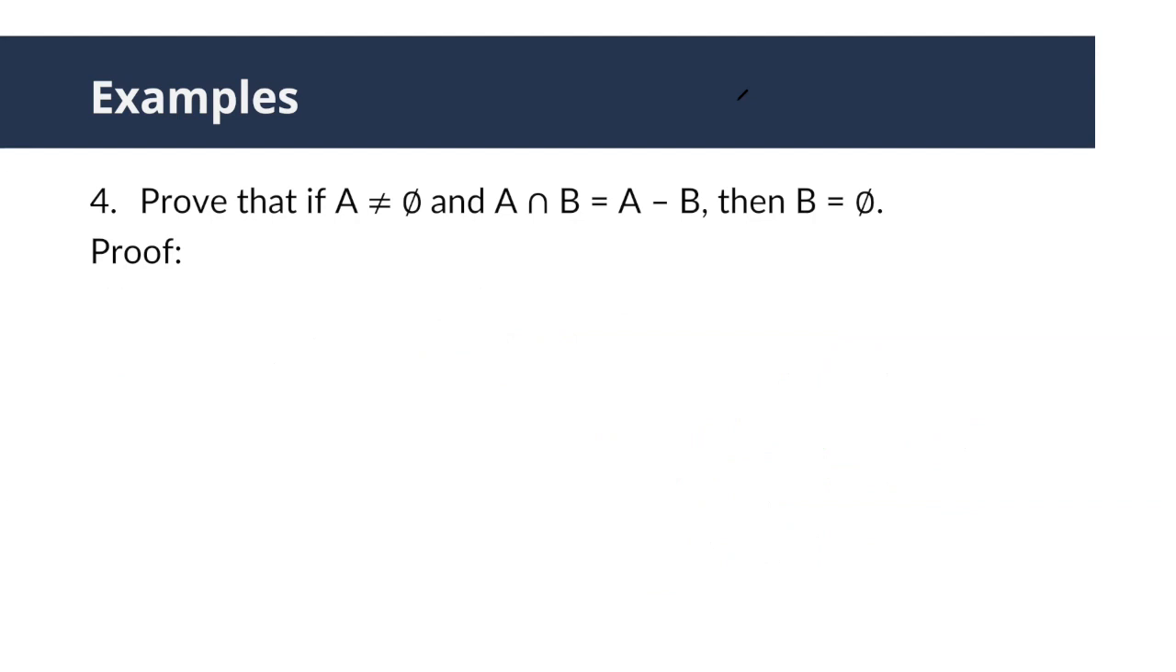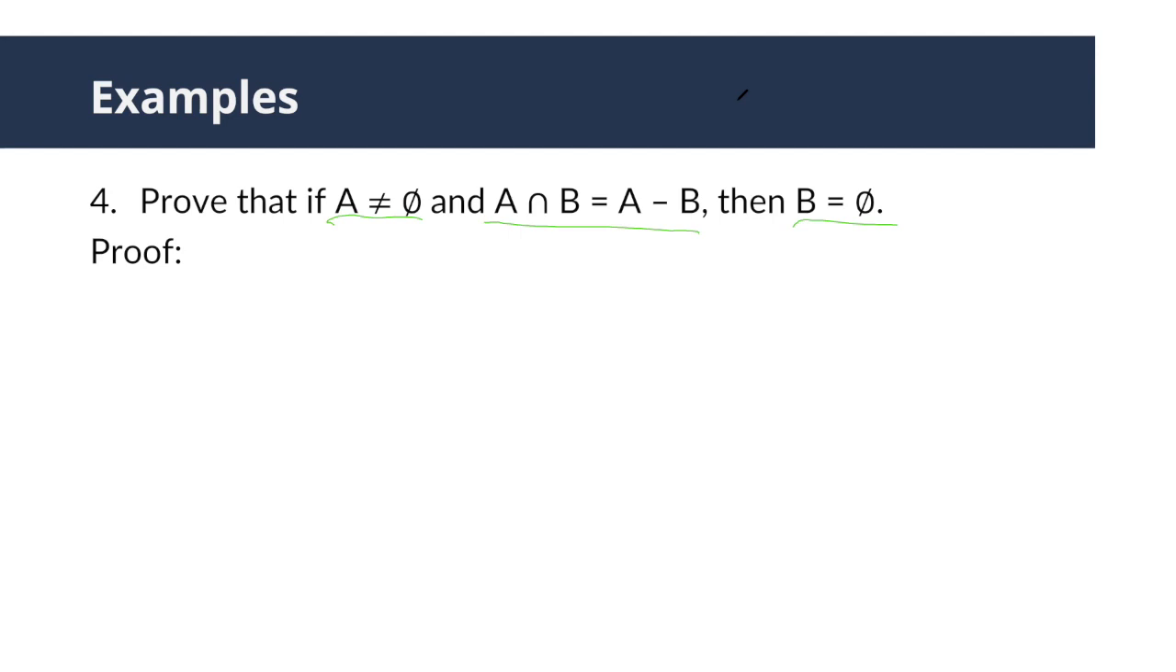Last one. We want to prove if A is not empty and A intersect B is equal to A set minus B, then B must be empty. Now, how to prove this?